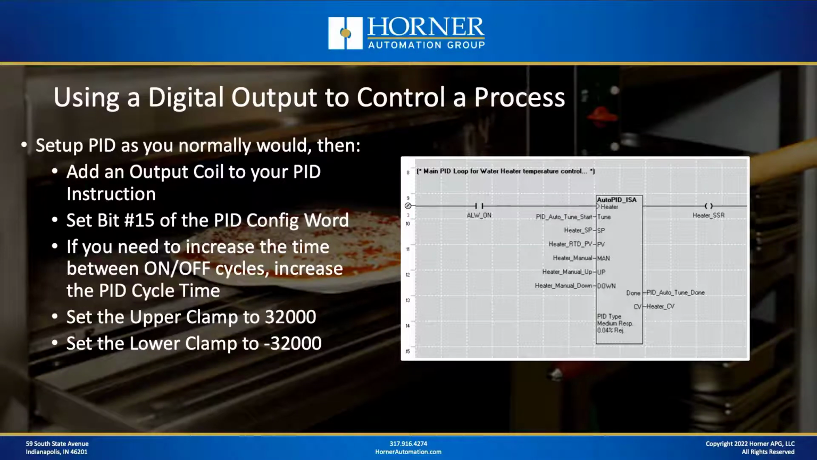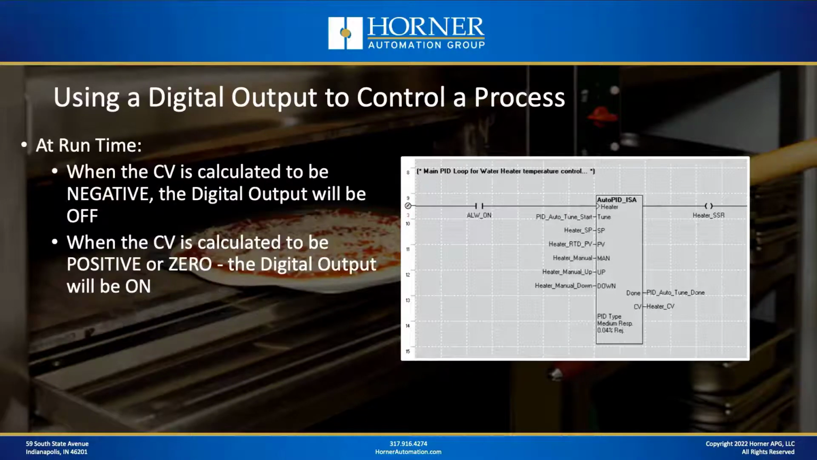But if you do have an actuator where you don't want an excessive number of cycles and you would like the time between cycles to be greater than 0, then you can set that cycle time in number of seconds using that parameter. And then finally, you must set the upper clamp to 32,000 and the lower clamp to minus 32,000 if you're going to be using a digital output to control the process.